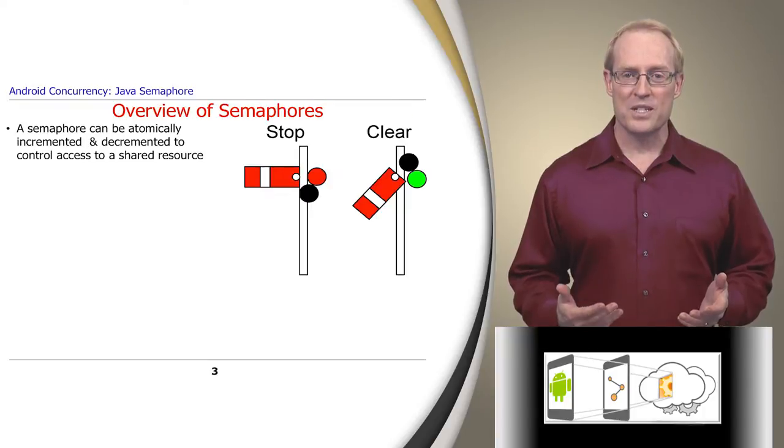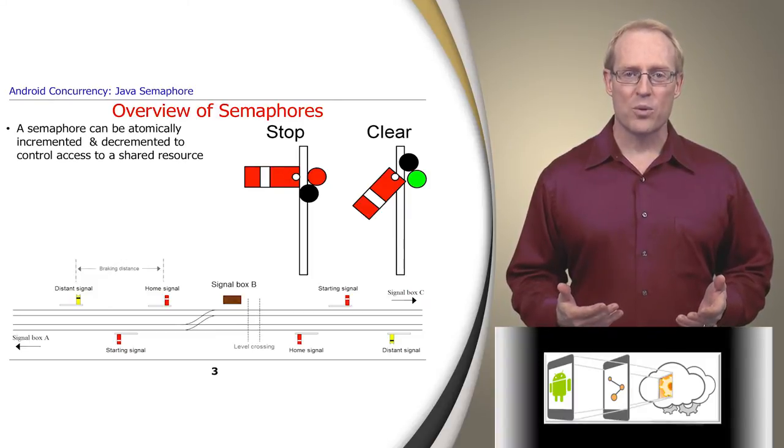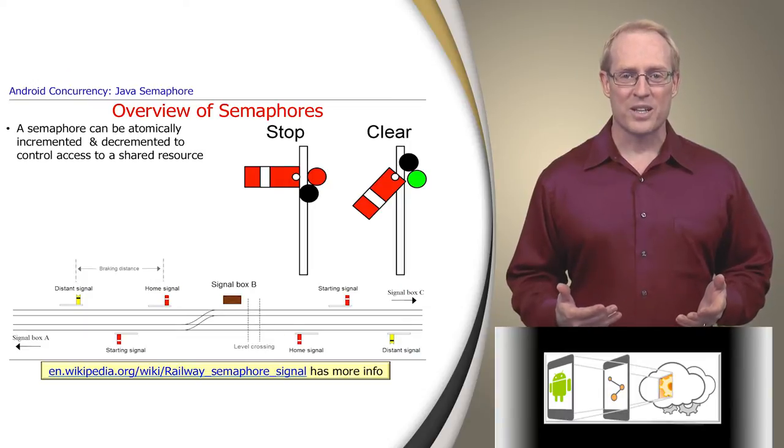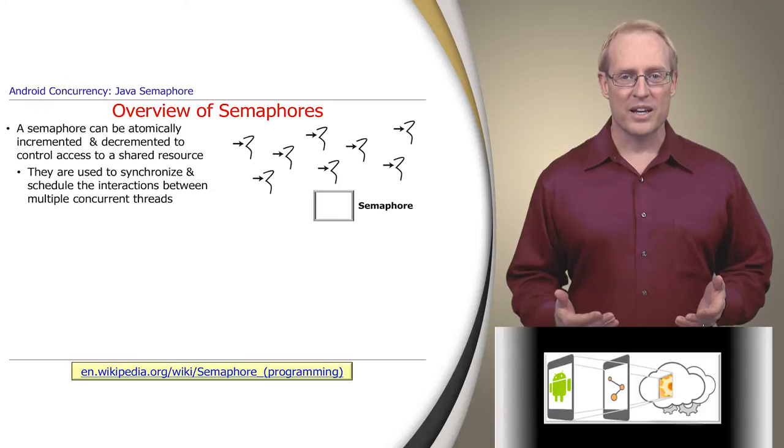A semaphore is conceptually a non-negative integer that can be incremented and decremented atomically to control access to a shared resource. An early use of semaphores was to provide train operators with simple stop and proceed indications to ensure they shared a single train track safely and efficiently, as described at this link. In concurrent programs, they're used to synchronize and schedule the interaction between multiple concurrent threads, as described in this link.